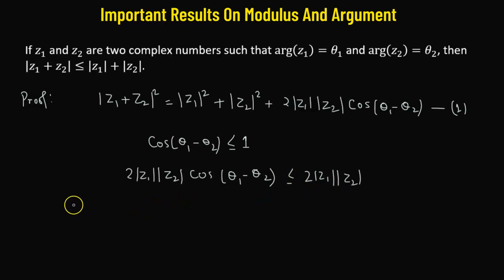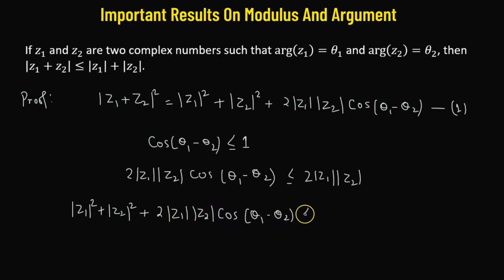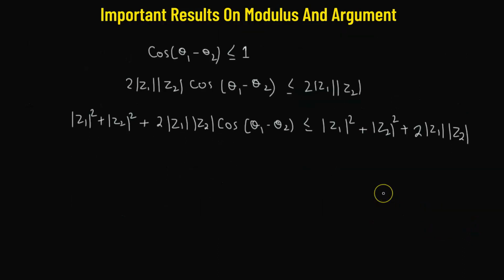Furthermore, we're going to add absolute value of z1 squared plus absolute value of z2 squared to both sides. That means we have 2 times absolute value of z1 times absolute value of z2 times cosine of theta 1 minus theta 2, plus those squares, which will be less than or equal to absolute value of z1 squared plus absolute value of z2 squared plus 2 times absolute value of z1 times absolute value of z2. From equation number 1, the expression on the left hand side can also be expressed as absolute value of z1 plus z2, and we square it.